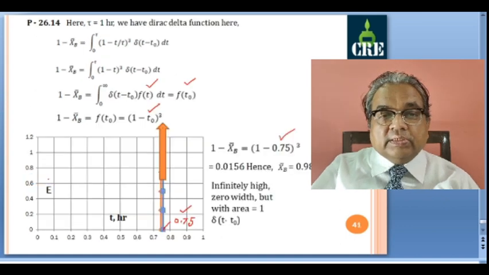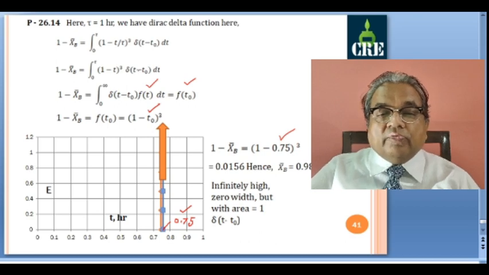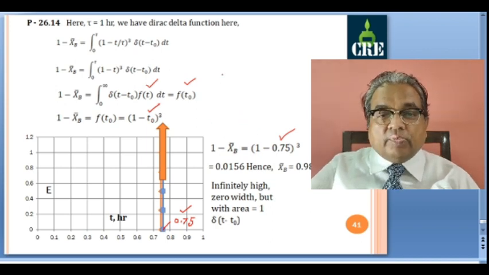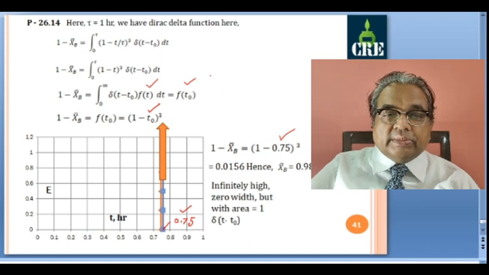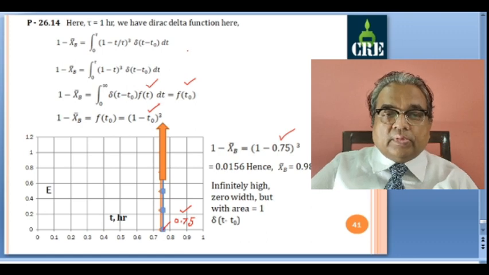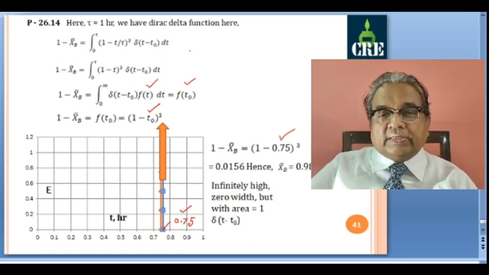And we have seen a special function like this also, for which we know E has an infinitely high value with 0 width, dt tending to 0. And from this definition, the integration from 0 to infinity of delta t minus t0 times f of t dt will be simply f of t0. So my f of t is 1 minus t cube, so f of t0 is 1 minus t0 whole cube, and this I have substituted and we got this. So we have completed this chapter, and we have solved all the problems from the exercise. So this completes our first unit on gas solid reactions.